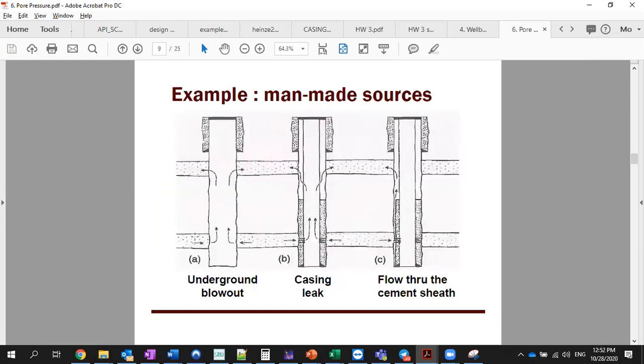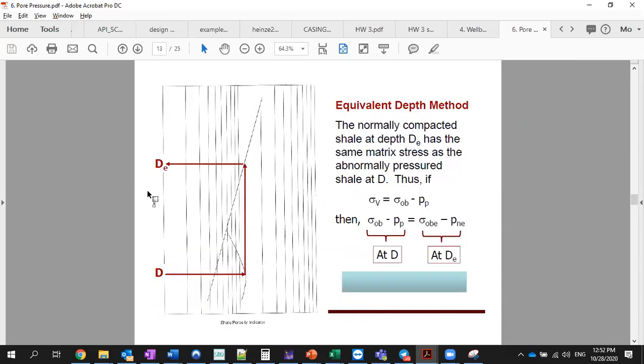And make sure you understand those concepts. For example, here you have casing leaks. What happens if you have a casing leak? The pressure here will be equal to there, right? These type of things, make sure you understand.